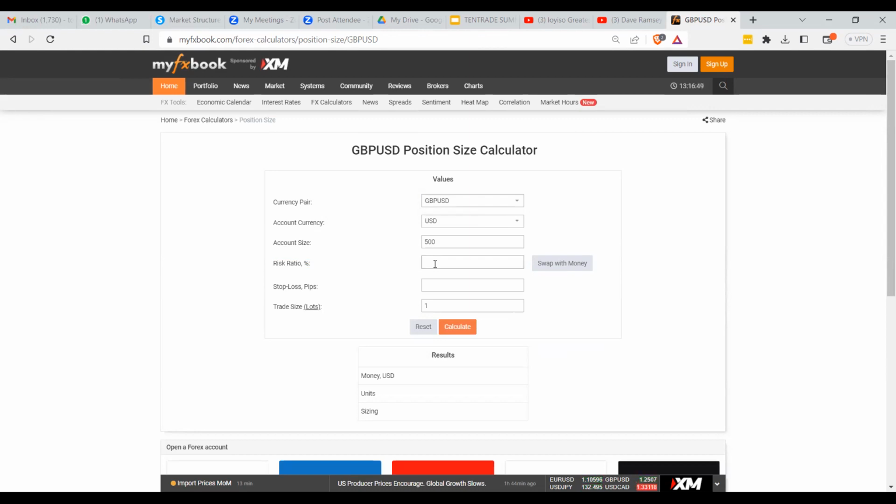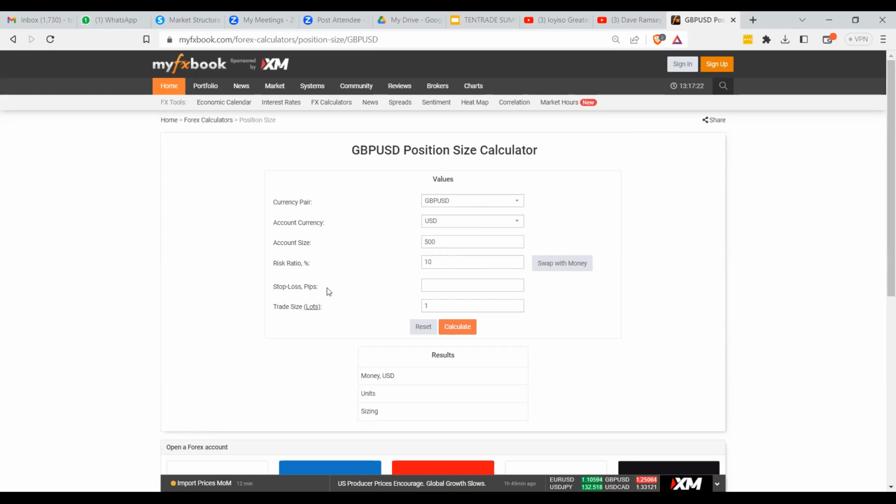So how much of your account are you risking on this particular trade? Is it 5%? Is it 10%? Is it 20%? Is it 50%? Whatever, depends on you. So put in that. So let's put in 10%, for example. Next question is stop loss in pips. So what is the value of your stop loss in pips? That means from your entry to your stop loss, that distance, that in pips.